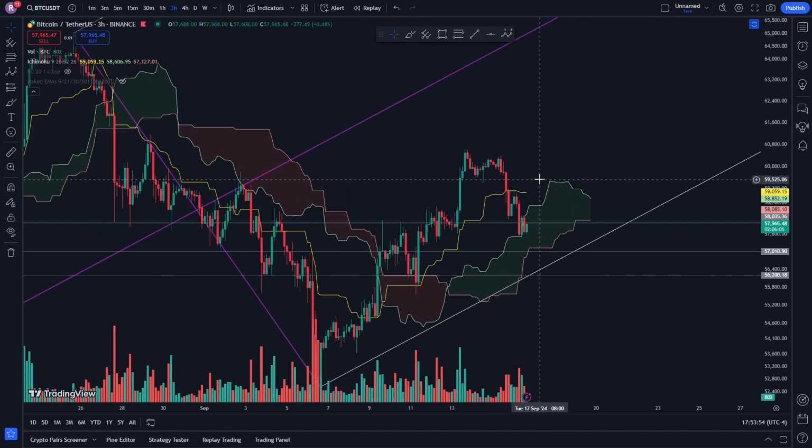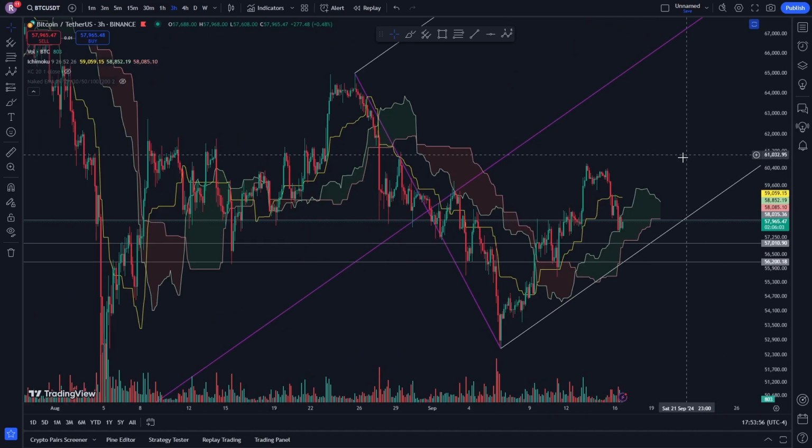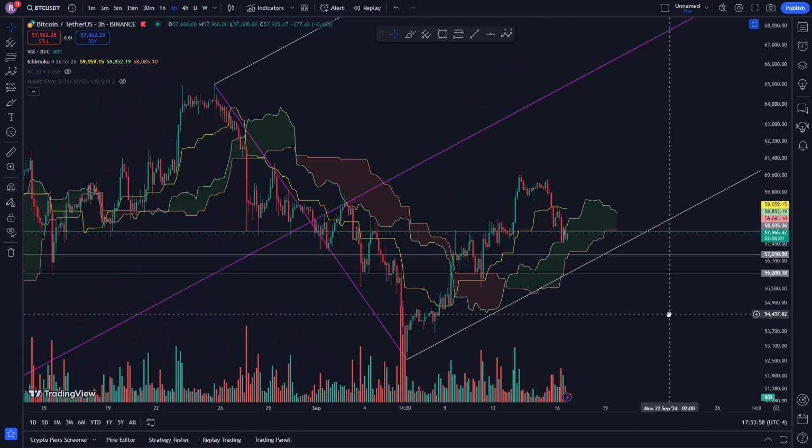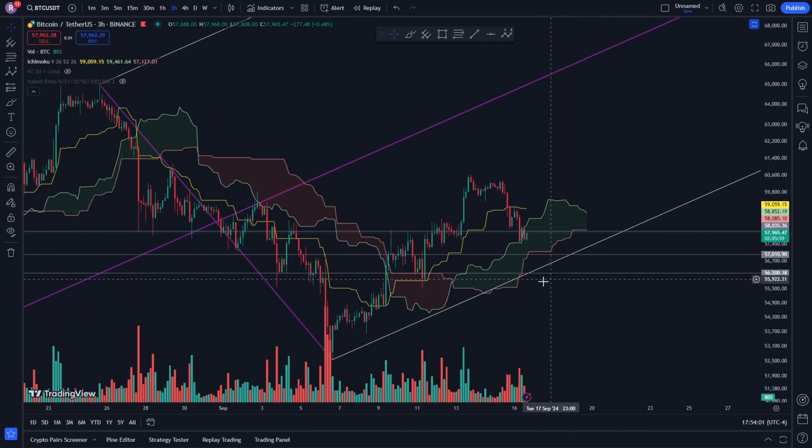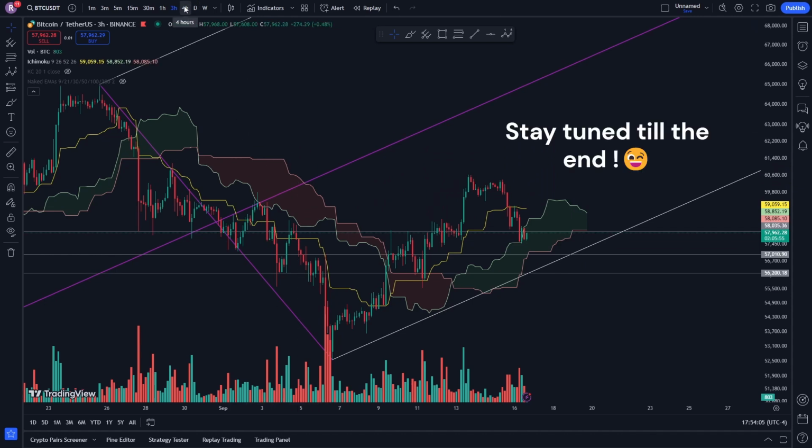I'll show you guys my Bitcoin chart that I use. This one I use for the videos because it's a lot cleaner. The other one's a lot messier, but I'll show you guys the different key levels on there too.